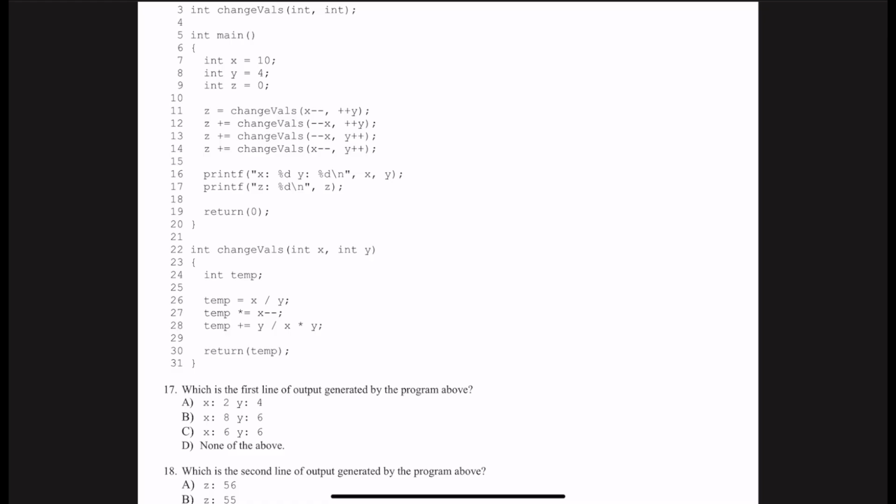So remember our postfix, we say what is x right now. Our prefix, we change y first, then use the new value. So going down to change values, temp equals 10 divided by 5 equals 2. Temp times equals x minus minus, postfix. So what is x now? X is 10.